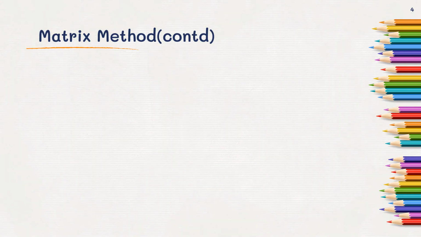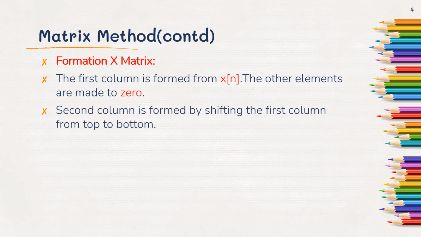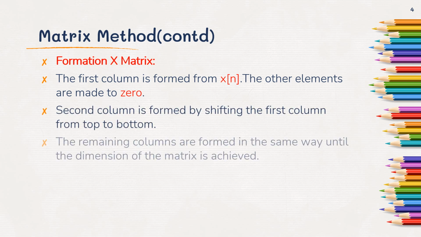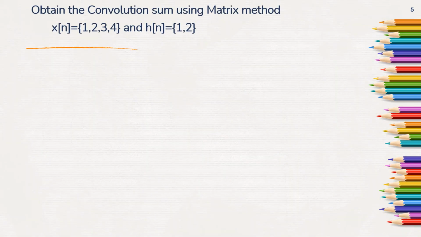With that in mind, let us look into an example for matrix method. And how do we form a matrix? For how to form the X matrix, the first column is formed from x of n and the other elements are made 0. The second column is formed by shifting the first column from top to bottom. The remaining columns are formed in the same way until the dimensions of the matrix is achieved. In the same way, let us see how we will do the problem.